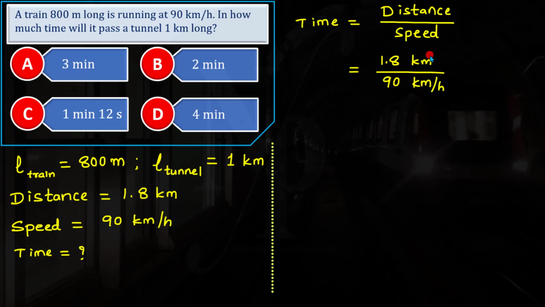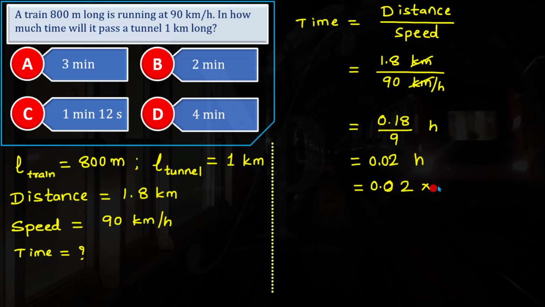Here the units kilometer and kilometer will get cancelled. So hour goes to numerator. We'll write in the next step. Dividing 1.8 by 10, I get 0.18. So 0.18 divided by 9 hour, which is equal to, dividing 18 by 9, I get 2. I should put a decimal point after 2 digits from right. So it will be 0.02 hour.